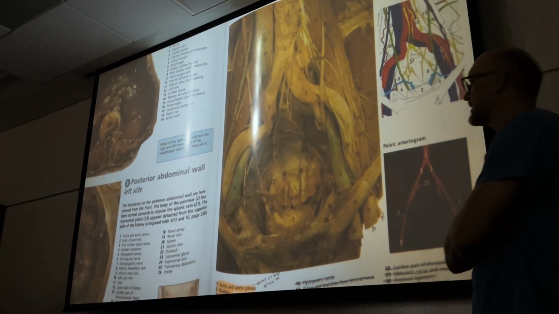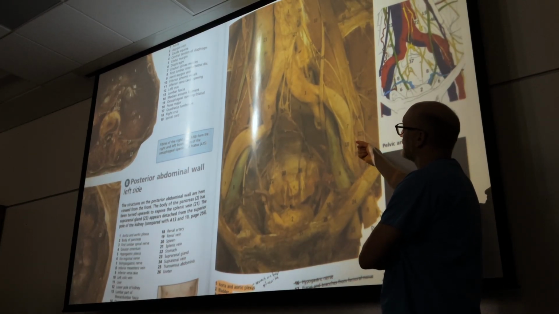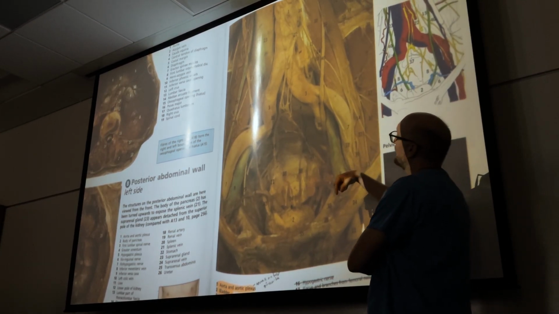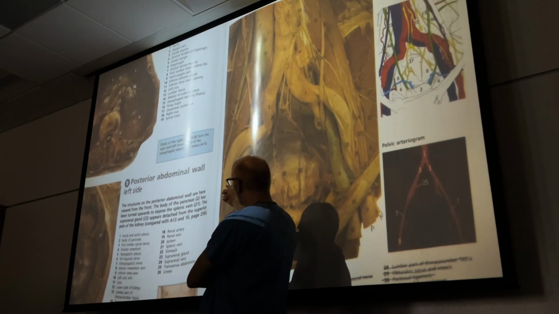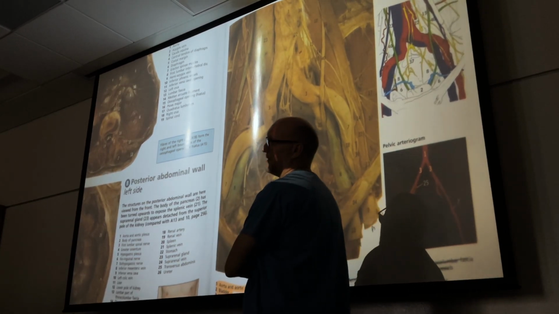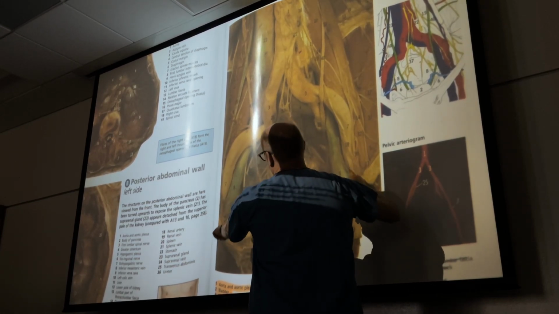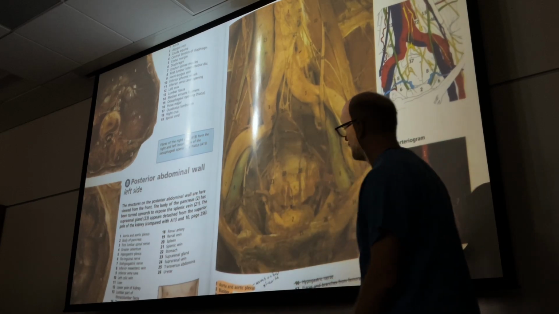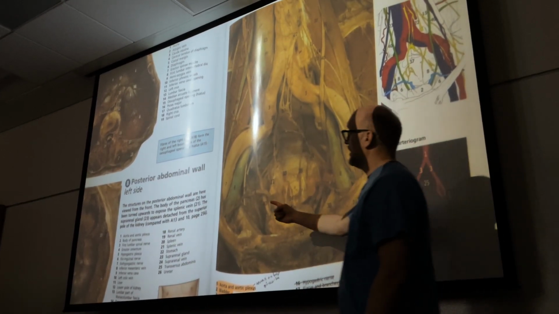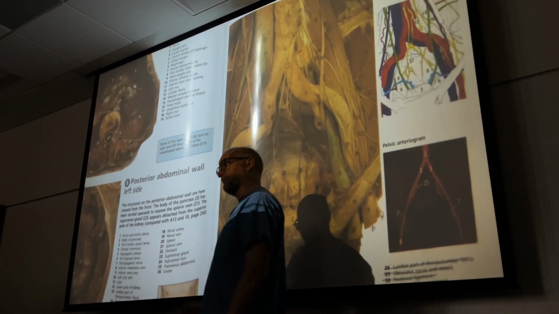And so it'll do that on the right side. So you'll have a left external iliac artery and a right external iliac artery. Once those external iliac arteries cross the inguinal ligament, then you have a left femoral artery and a right femoral artery.